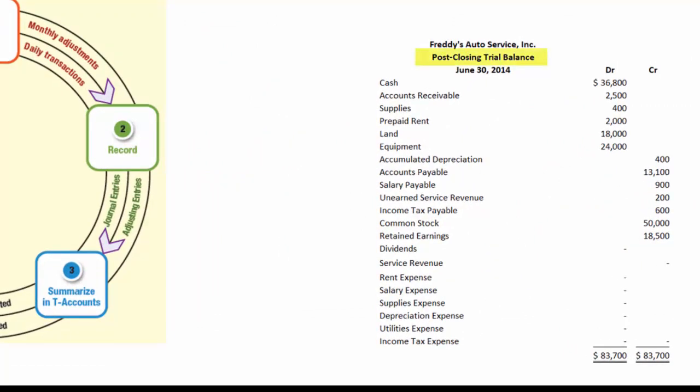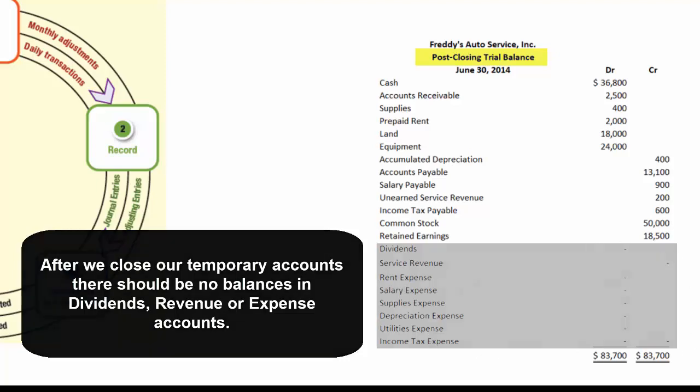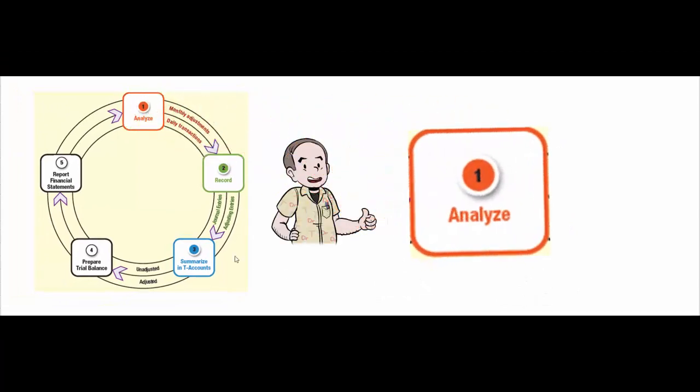After we close our books, we perform a post-closing trial balance. There should be no balance left in the dividends or the revenue account or any of the expense accounts. If we perform a post-closing trial balance and there is a number left in here, we know we've done something wrong and we have to go back and start over. Once we're done with the post-closing balance, we start our accounting cycle all over again with step 1.